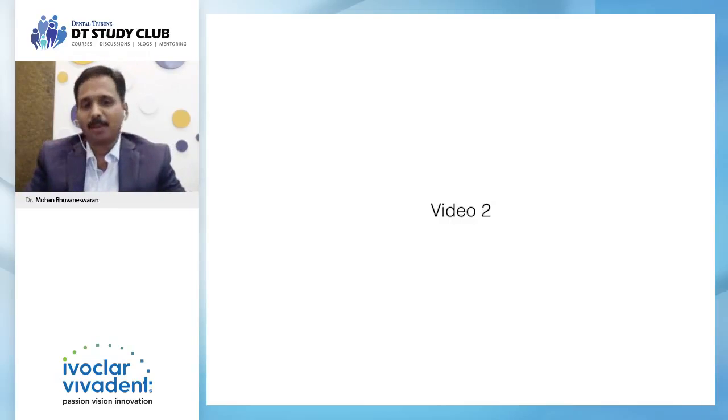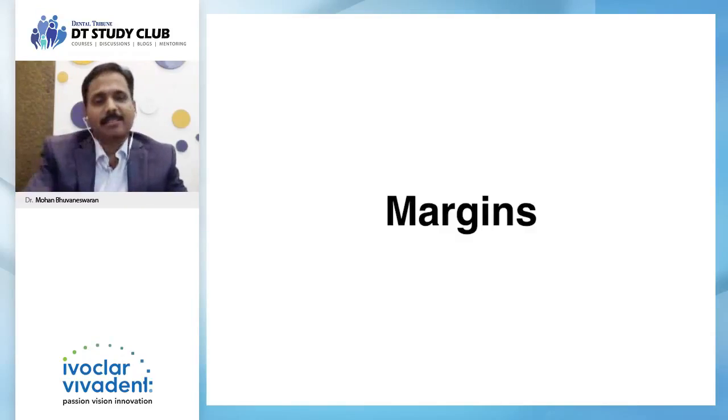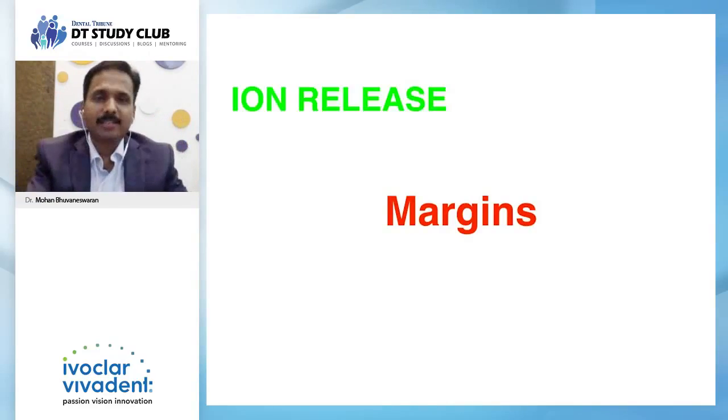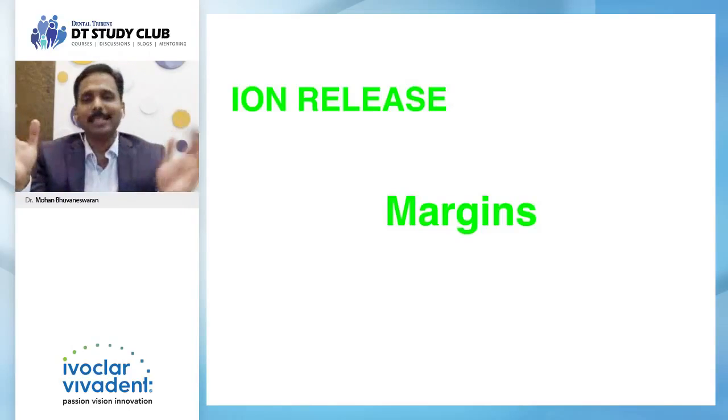So we saw the physical properties are good enough, where you can use Cention, how to prepare the cavity, how to isolate, how to place the matrix band, and next comes the security. Yes, the margins. The minute we talk about margins, it becomes red in our mind. Oh my God, is somebody going to come and break open our doors? Yes, the ion release helps us here. Ion release makes our mind green.